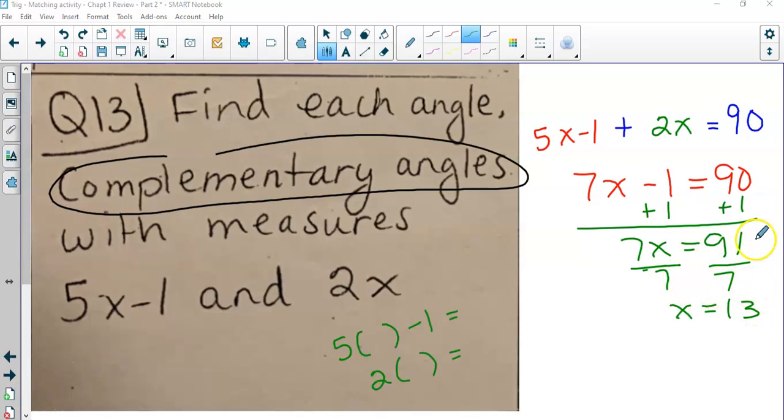Divide by 7, and x equals 13. So then I'm plugging it back in here. 5 times 13 is 65, minus 1 is 64, and 2 times 13 is 26. If you add those together, you end up with 90 degrees.